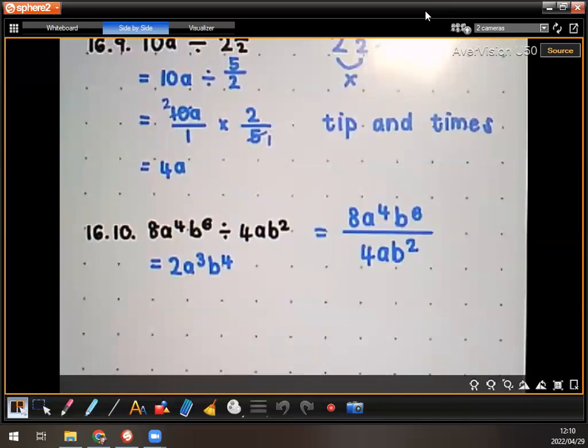Right, the last one was just that division question. Again, it's fine if you first wrote it as a fraction. It's probably easier that way. So please do that if it helps. Okay, then you can cancel it off like that.